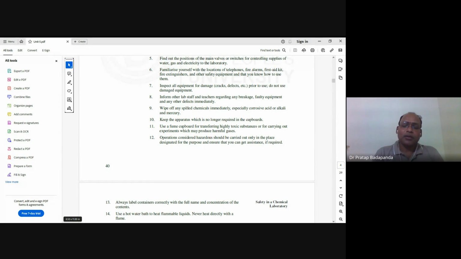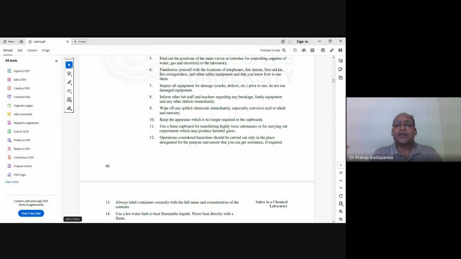Next, use a fume cupboard for transferring highly toxic substances or for carrying out experiments which may produce harmful gases. This is what I told you: if you are using any kind of harmful gases or doing such an experiment, you have to keep it in the particular fume cupboard, so that you can remove it.